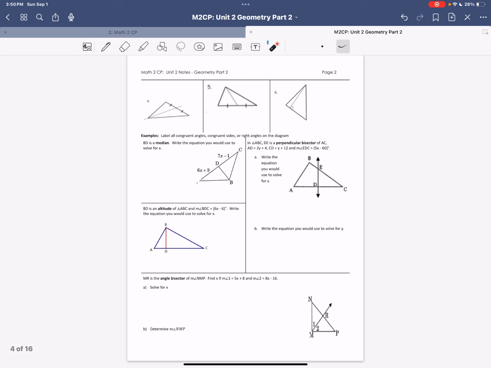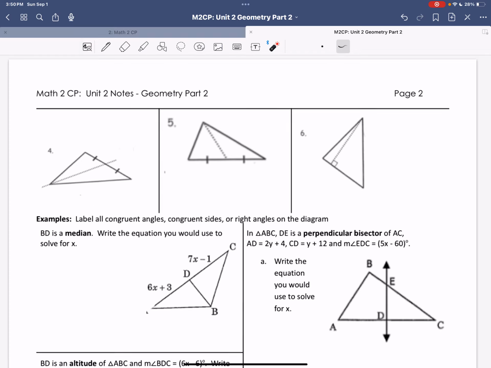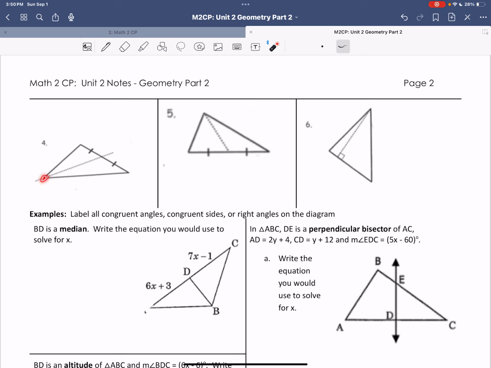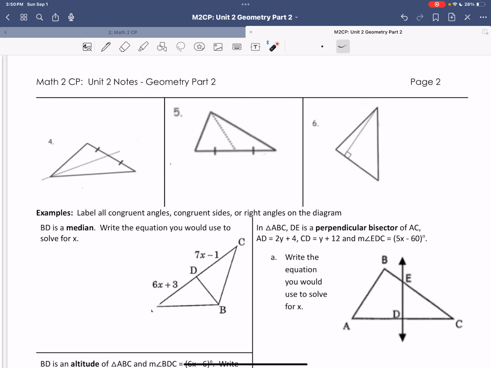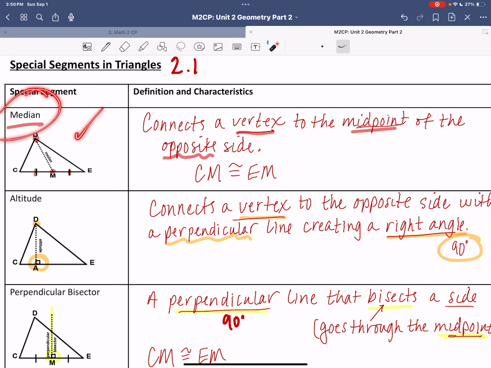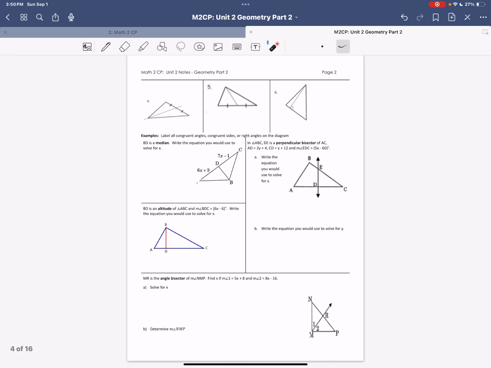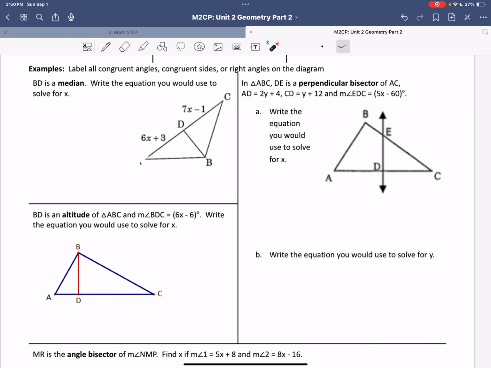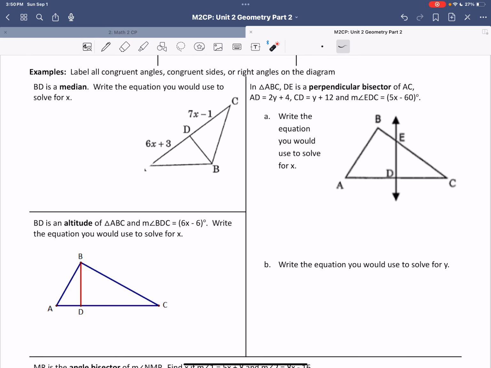All right, let's go over and check some of these other ones out. We got number 4. Now number 4, I've got a vertex and I've got 2 equal parts. So if you looked correctly at your vocab, it should be median. All right, I want you to try this one, and we'll go over that in class. All right, so now let's go ahead to this part with the examples. So you're going to label all congruent angles, congruent sides, or right angles on the diagram.